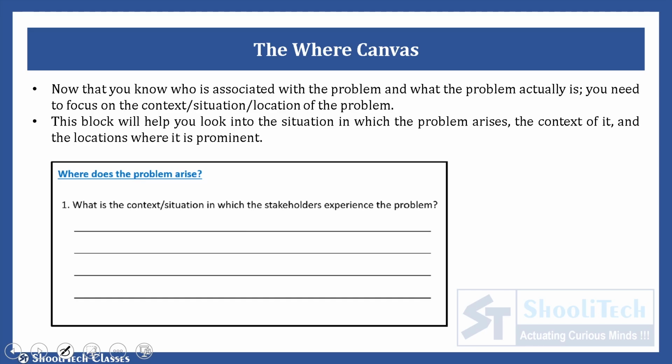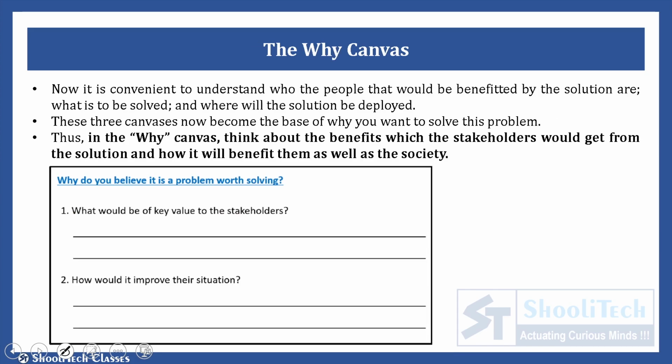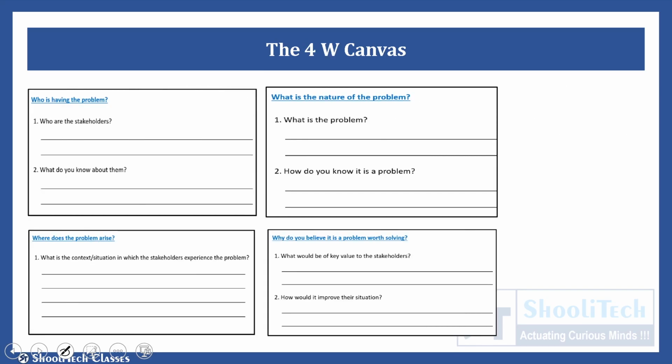After what canvas comes where canvas. Here we focus on the context or the situation or the location of the problem. This block will help us look into the situation in which the problem arises, the context of it, and the locations where it is prominent. And the last canvas is why canvas. In this canvas, we think about the benefits which the stakeholders would get from the solution and how it will benefit them as well as the society.